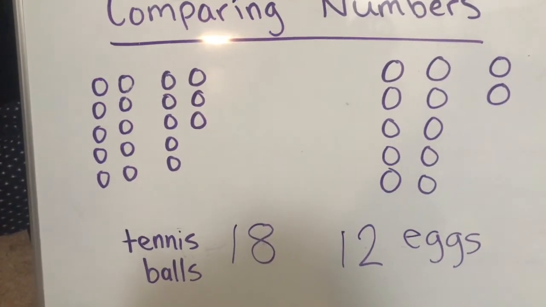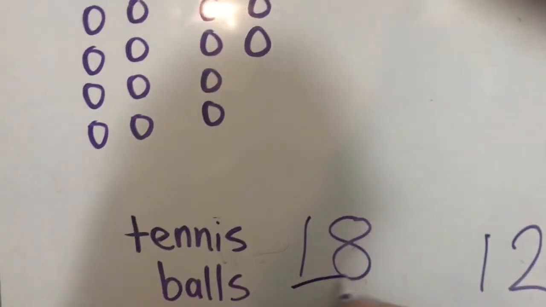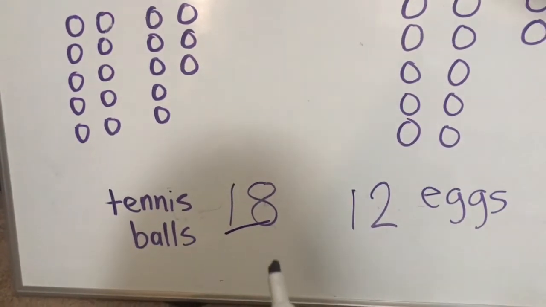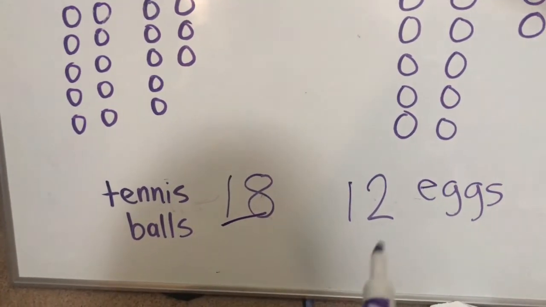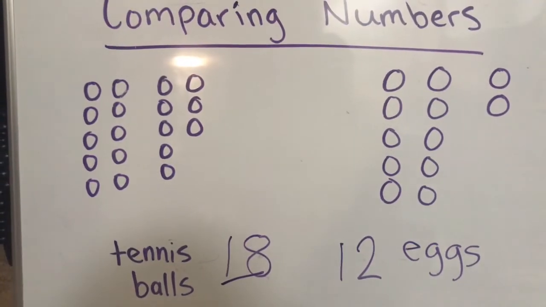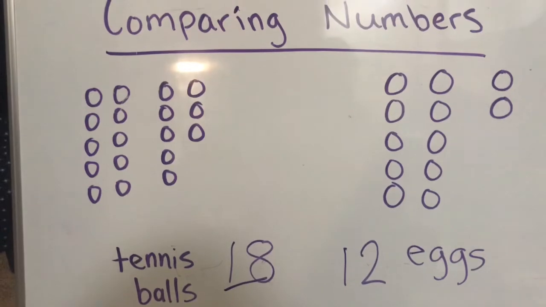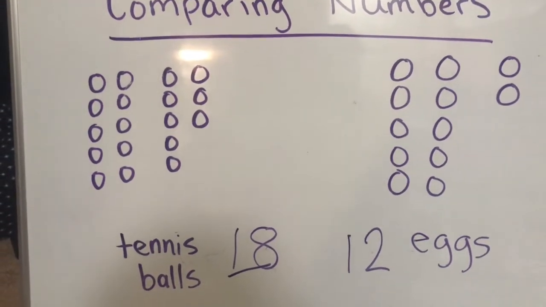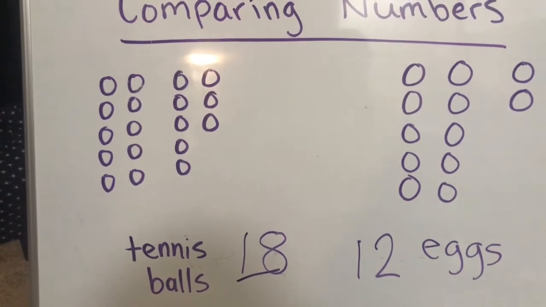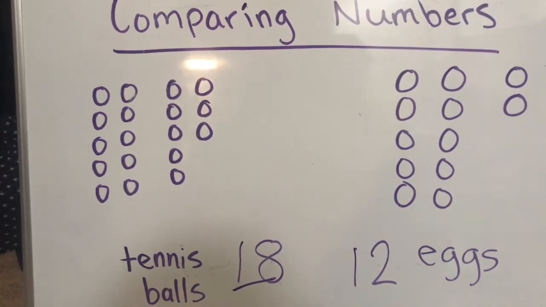Who had more items, Mr. Marcy or Teacher Paul? 18 was more. Repeat after me. 18 is greater than 12. 18 is greater than 12. Repeat after me. 12 is less than 18. 12 is less than 18.